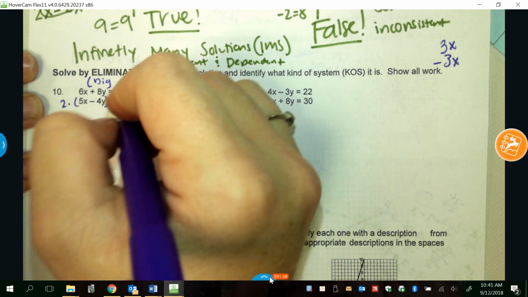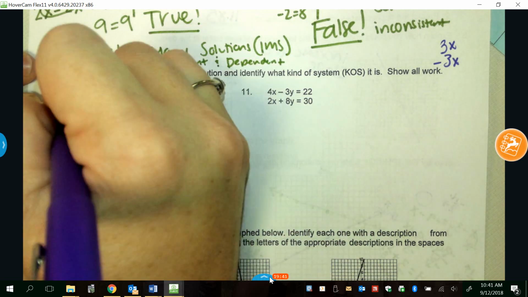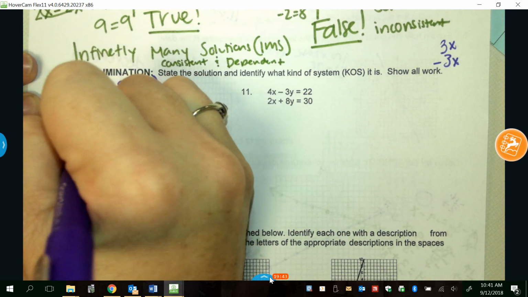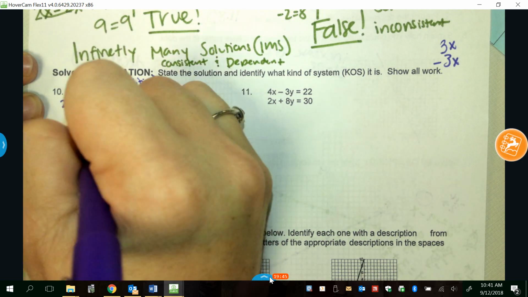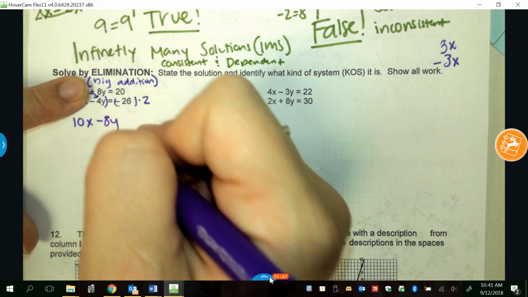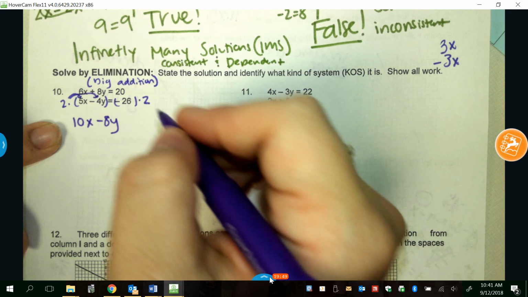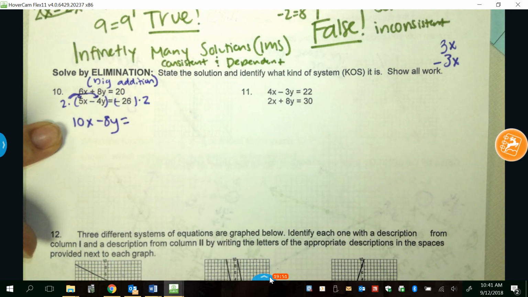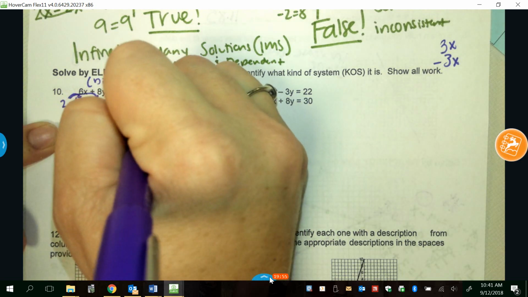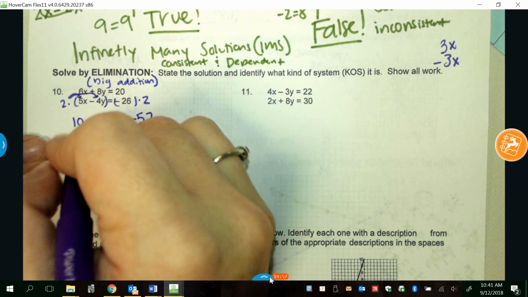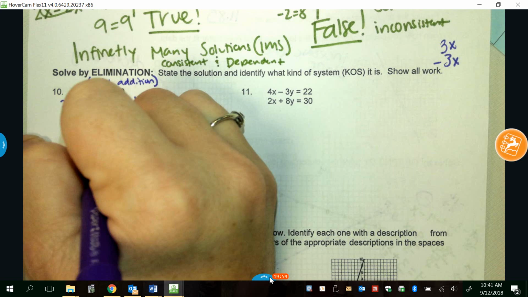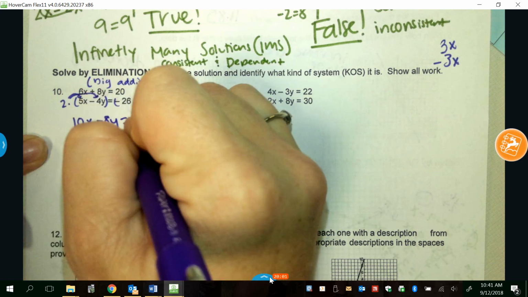So I can turn that into an 8 by multiplying this whole equation by 2. What I do on one side of the equal sign, I have to do on the other. So 2 times 5x is 10x. 2 times negative 4y is negative 8y, which is what cancels my positive 8y. So that's what I want. And then negative 26 times 2 is negative 52. And now I'm going to rewrite that top equation as well: 6x plus 8y equals 20.